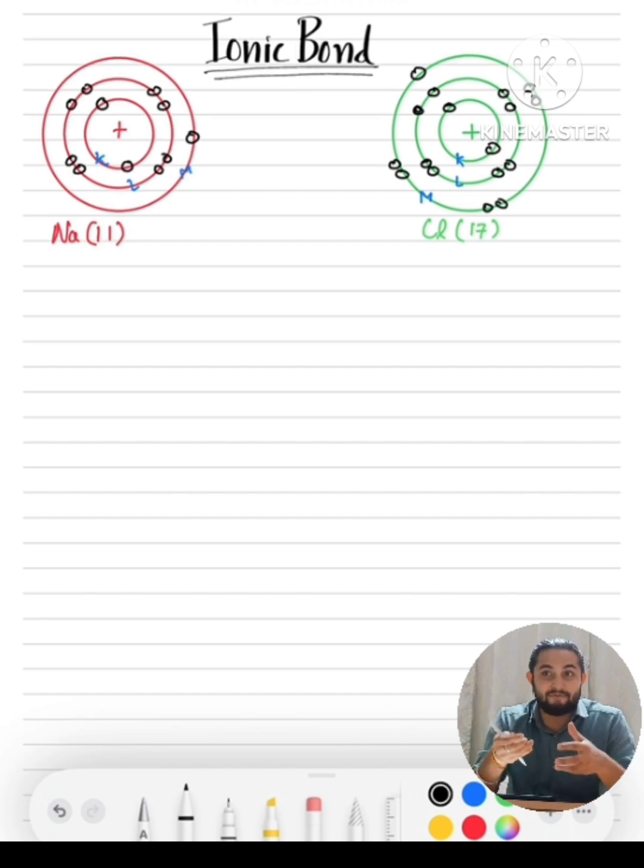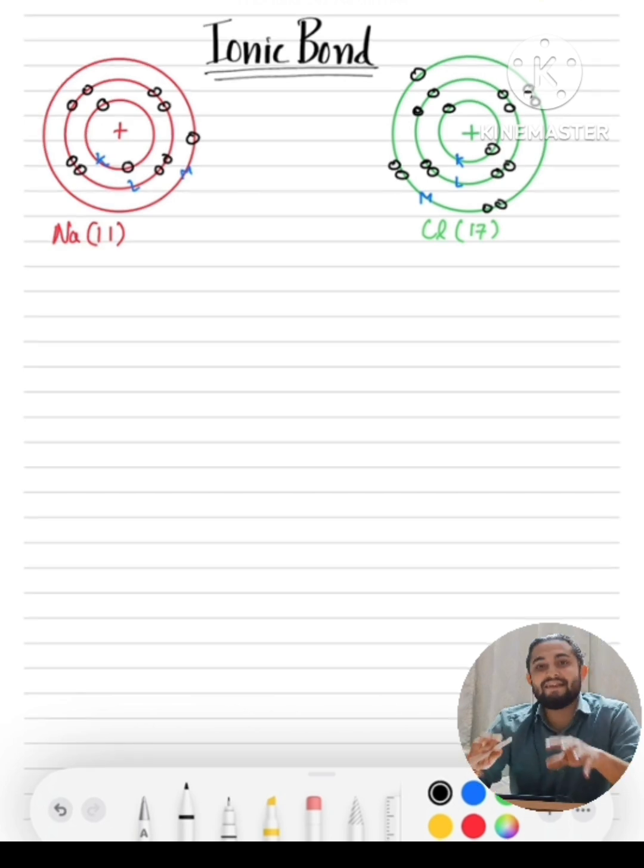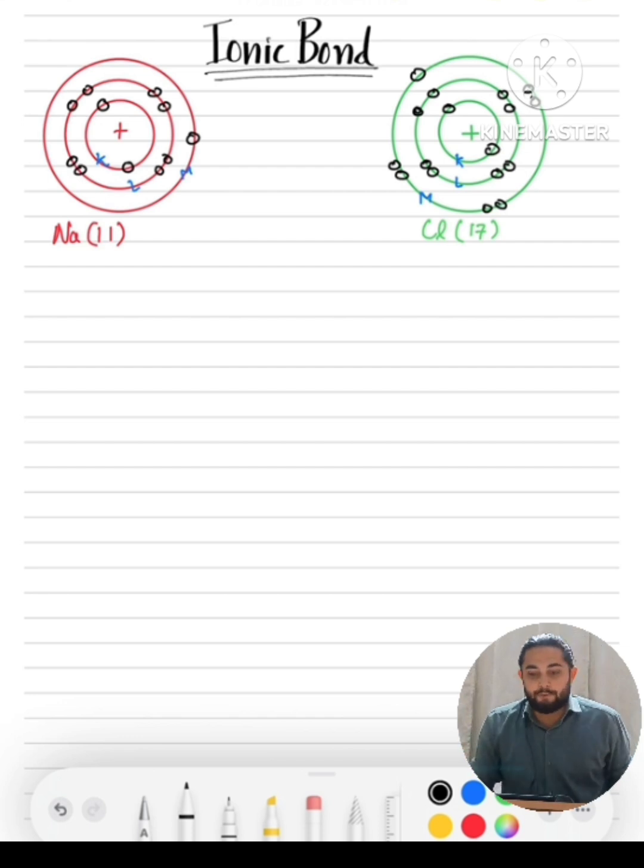Basically, like we humans, we make different kinds of connections in our life. With our parents, we have a different kind of connection. With our siblings, we have a different kind of connection. And with our friends, there is an entirely different kind of connection, right? Similarly, these atoms make different kinds of connections with various atoms to make this entire matter around us. So today we will be discussing one such kind of connection which atoms make, and the name is ionic.